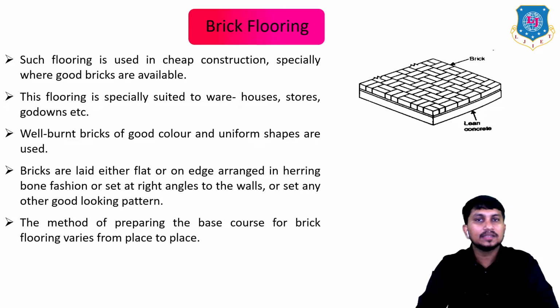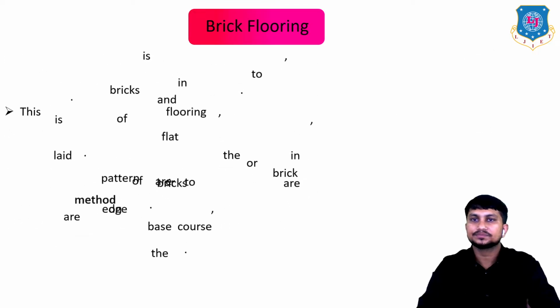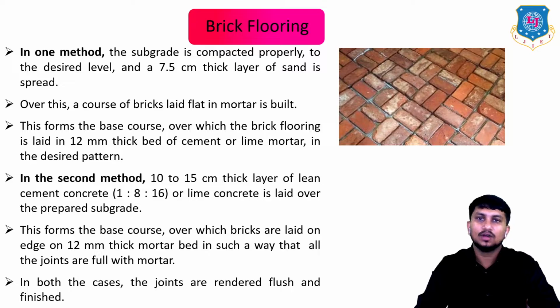The method of preparing the base course for brick flooring varies from place to place. This figure shows the actual construction of brick flooring, in which the base layer is the laying concrete and the finish is of bricks. In the first method of brick flooring, the subgrade is compacted properly to desired level, and a 7.5 centimeter thick layer of sand is spread. Over this, a course of bricks laid flat in mortar is built. This forms the base course over which the brick flooring is laid in 12 mm thick bed of cement or lime mortar in desired pattern.